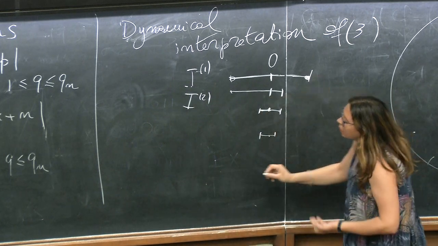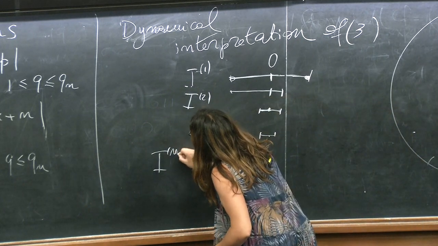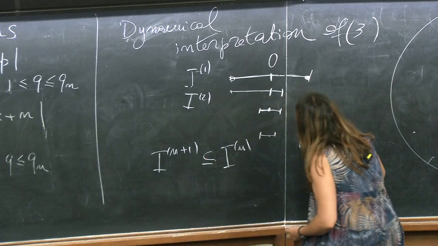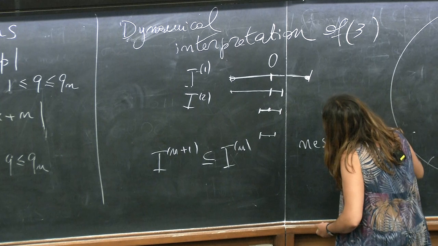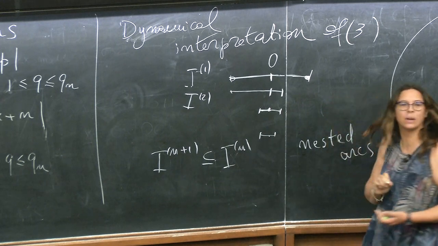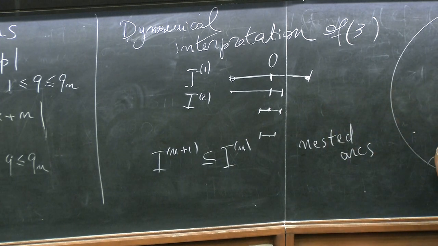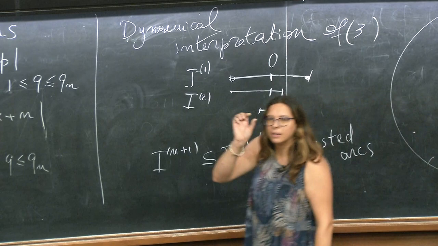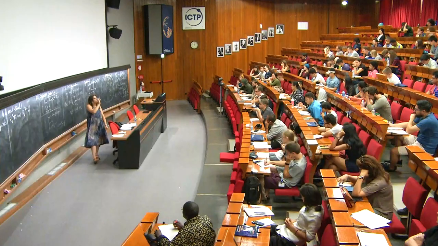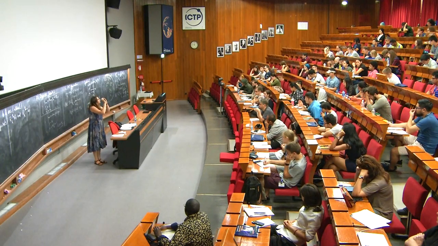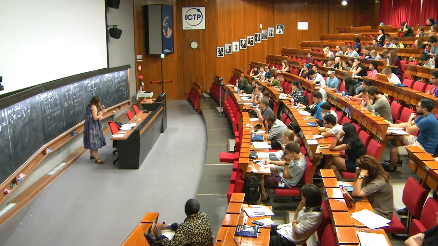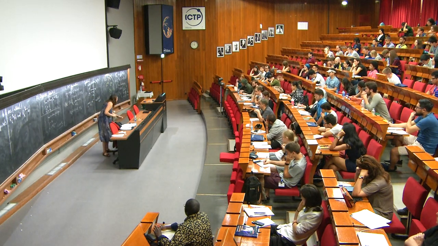So I'm getting a sequence I n plus 1 contained in In. So these are nested arcs, and each one has one endpoint in common with the previous one, by definition. And these will be the intervals on which I want to zoom. So I want to study the dynamics of the rotation on these smaller scales. And I will define inducing in a second.